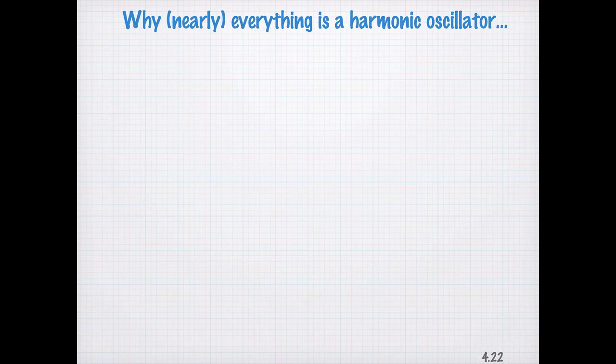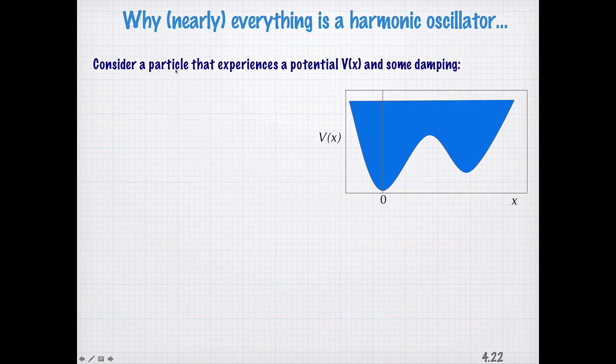In this final short video, I'll describe why nearly everything in the universe can be a harmonic oscillator, provided it's not too excited. So we'll consider a particle that experiences a potential V(x) and some damping. So here's some arbitrary V(x), and I've put the origin at this local minimum here.